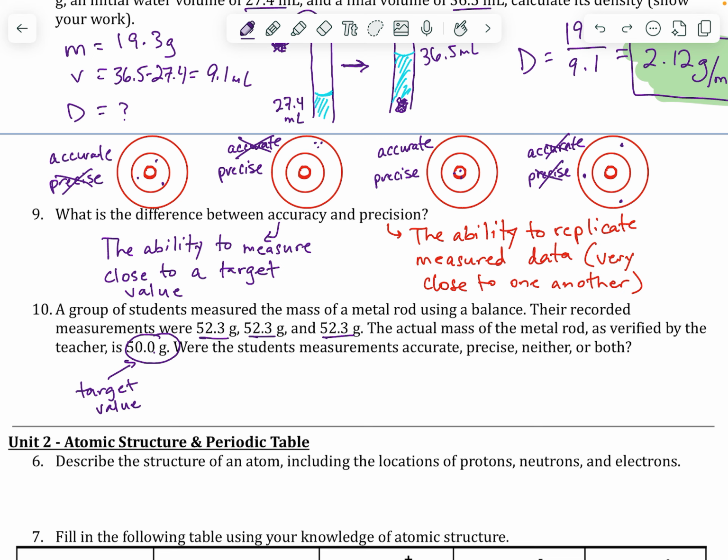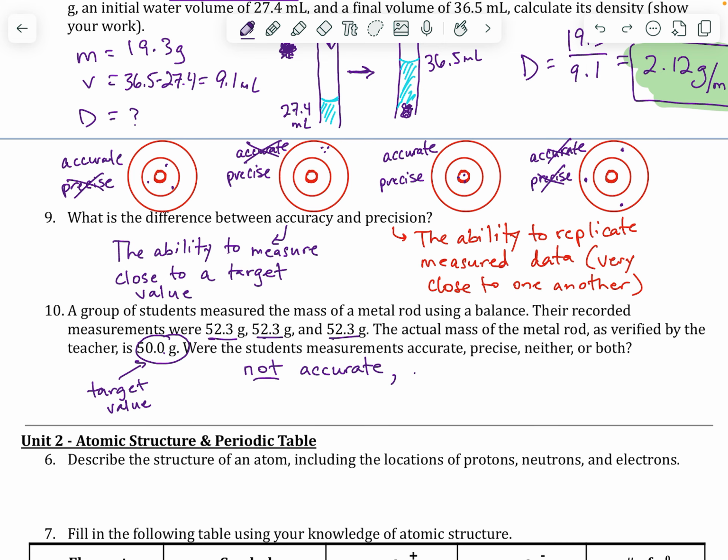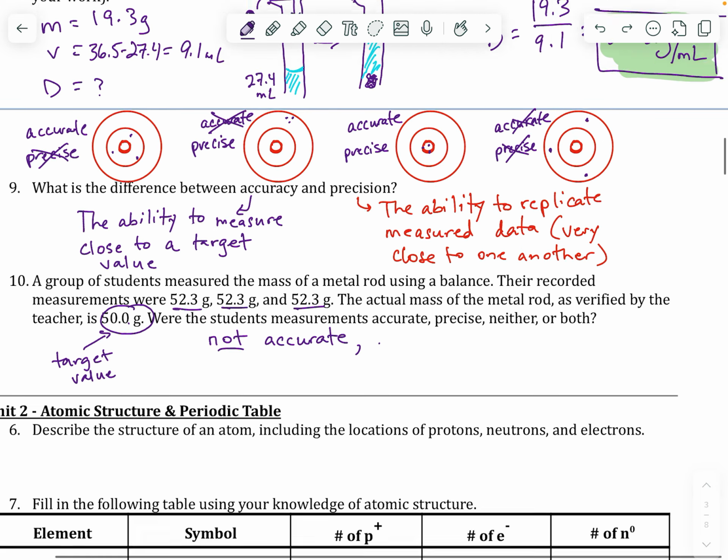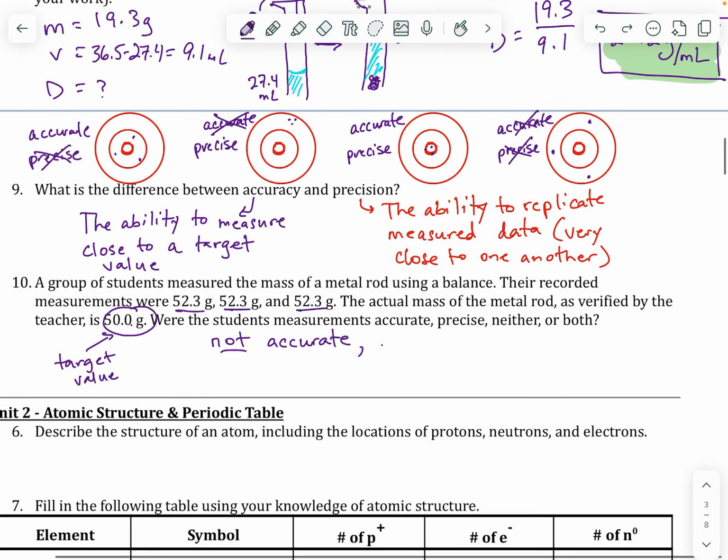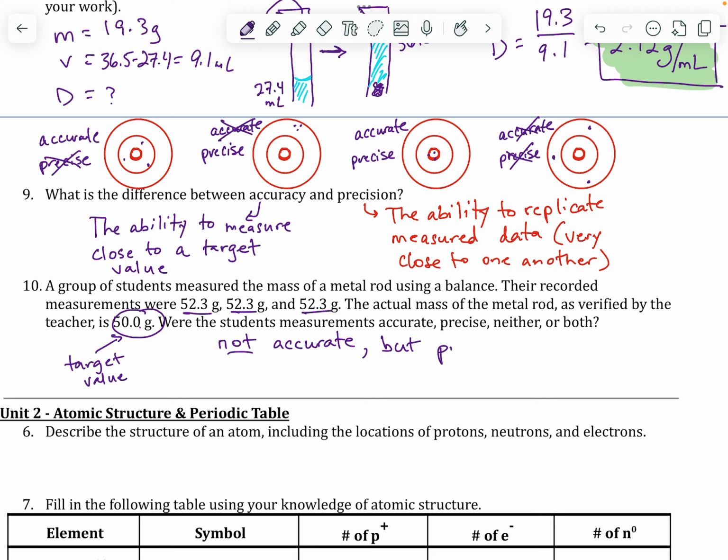So I would say that the students were not accurate, but they were precise, right? Not accurate, but precise, because they were able to at least get values that were related to one another.